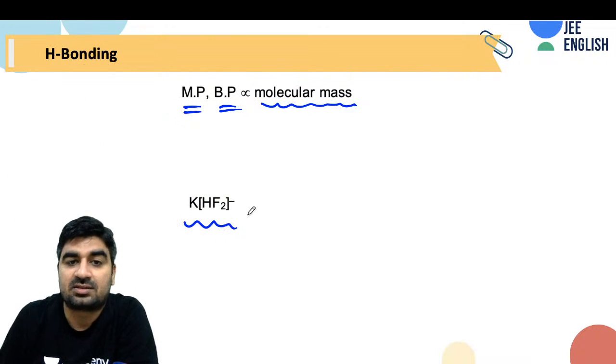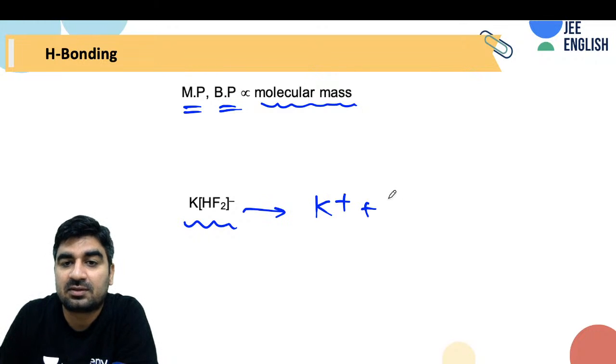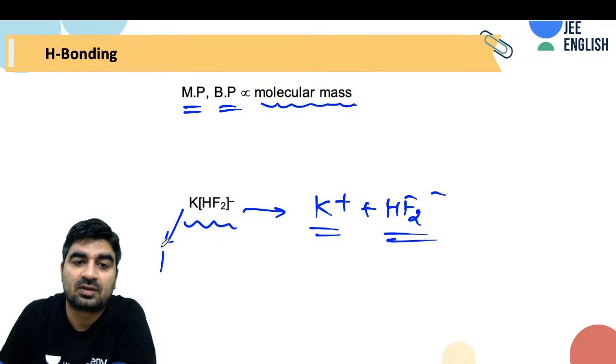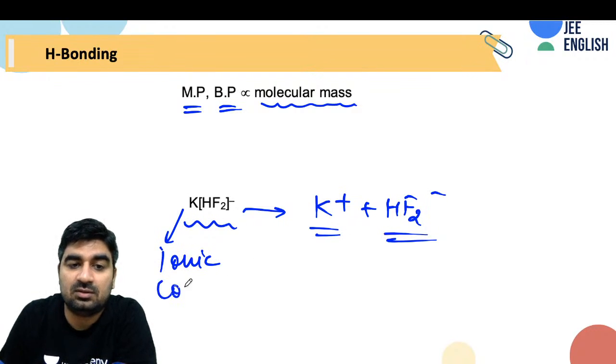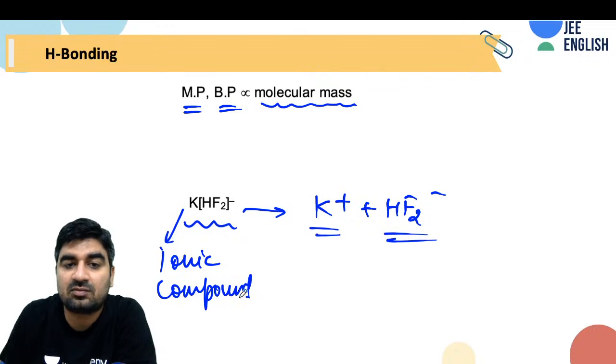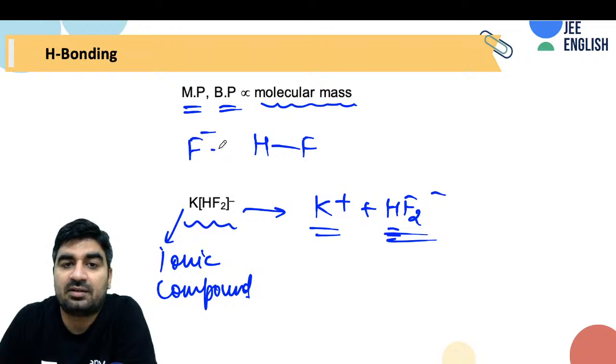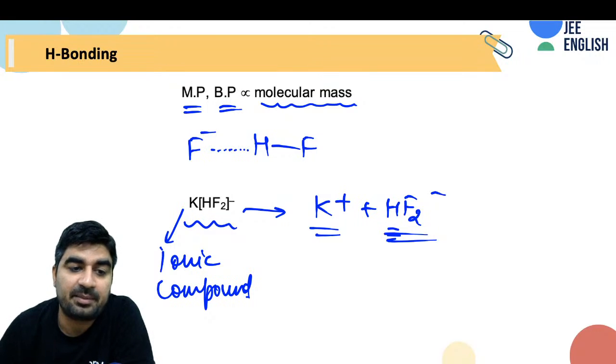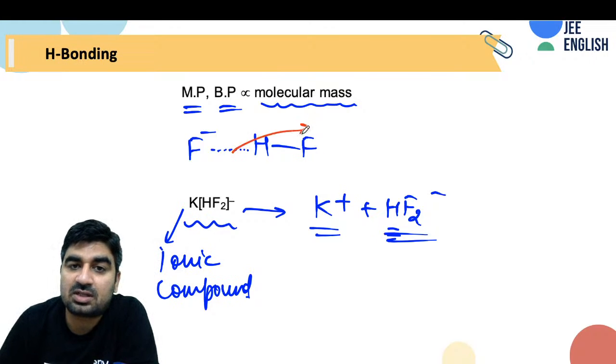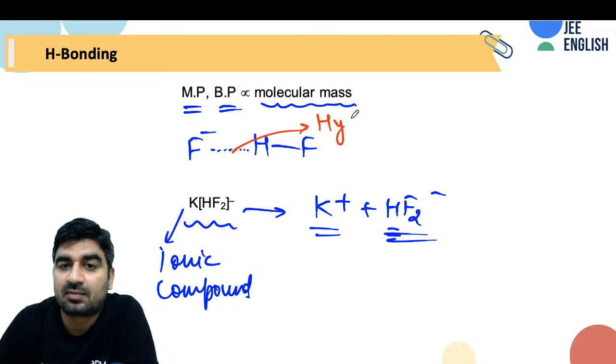Why does this compound exist? Actually, it will give you K plus and HF2 minus. This is an ionic compound because a metal is involved. Now this is HF, and we have F minus. There will be some F minus that will interact with it. Why am I making it dotted? I'm telling you, this is the force of attraction. I call it hydrogen bond.